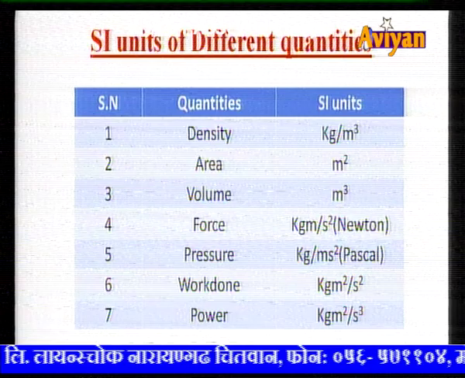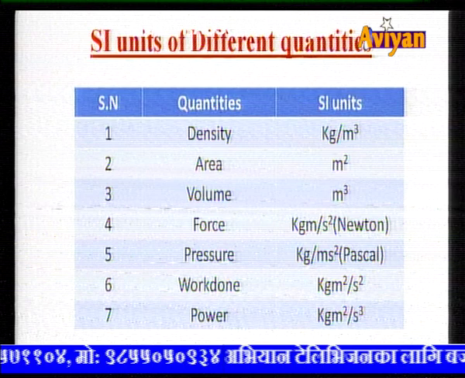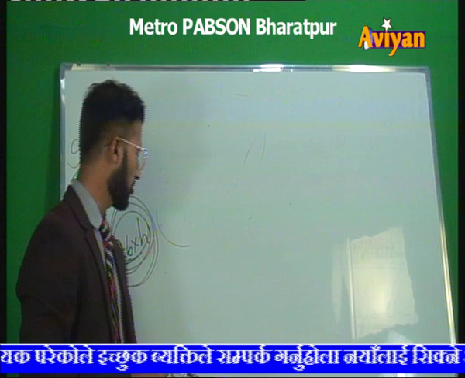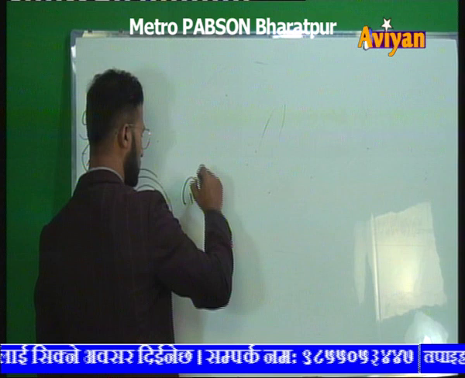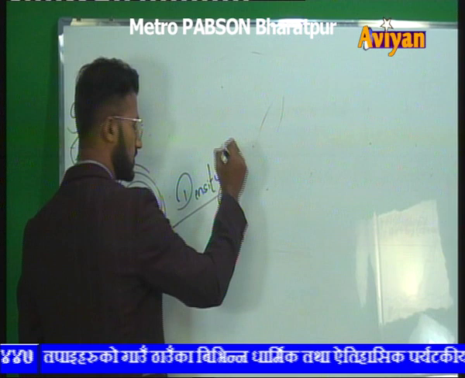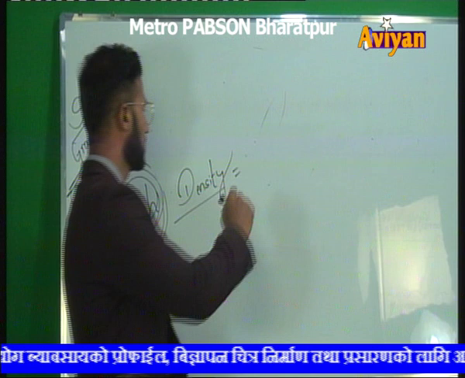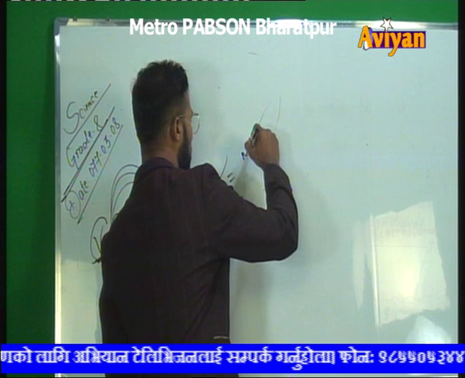Density SI units. I want you all to focus well on board ones, please. The first in the table is density. Density is a derived quantity. Why it is a derived quantity is a question you may be curious about. See, density is expressed mathematically by mass upon volume.